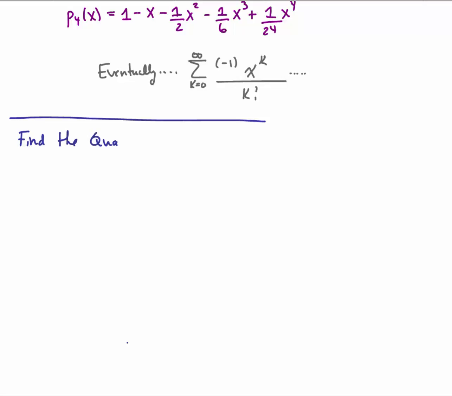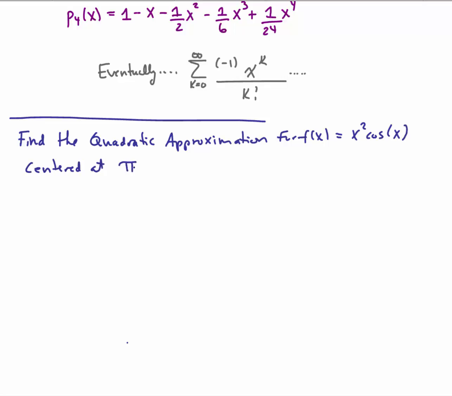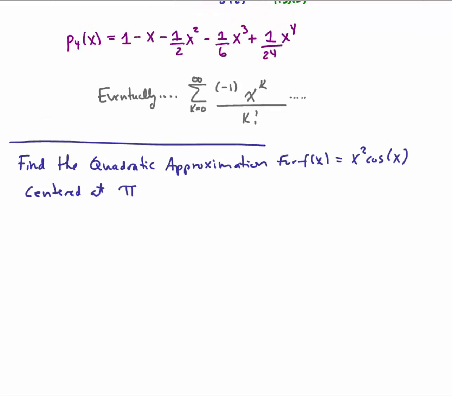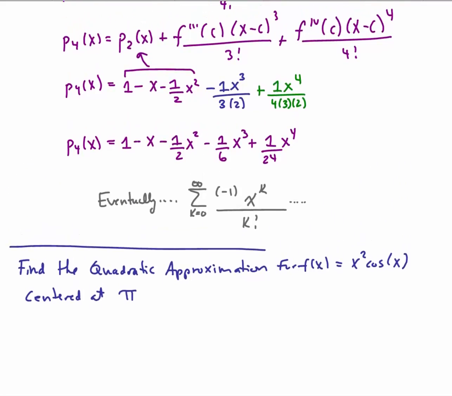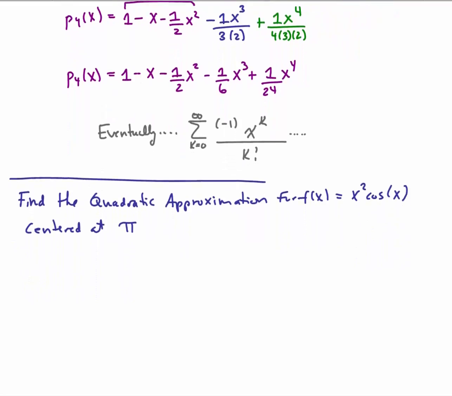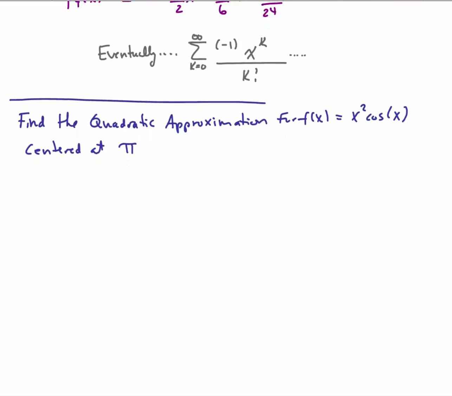the quadratic approximation for f of x equals, this will bring back some fond memories here, product rule, x squared cosine of x centered at pi. And what we're looking at here, because we're centered at pi, we're looking at approximating this curve x squared cosine of x with a polynomial expression, and the quadratic approximation means second degree. So basically the thing I need to know here is I need to take two derivatives.